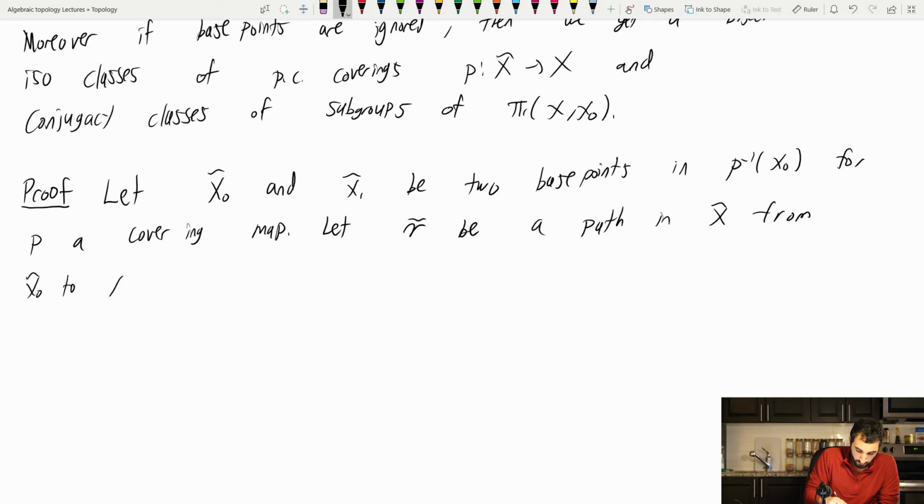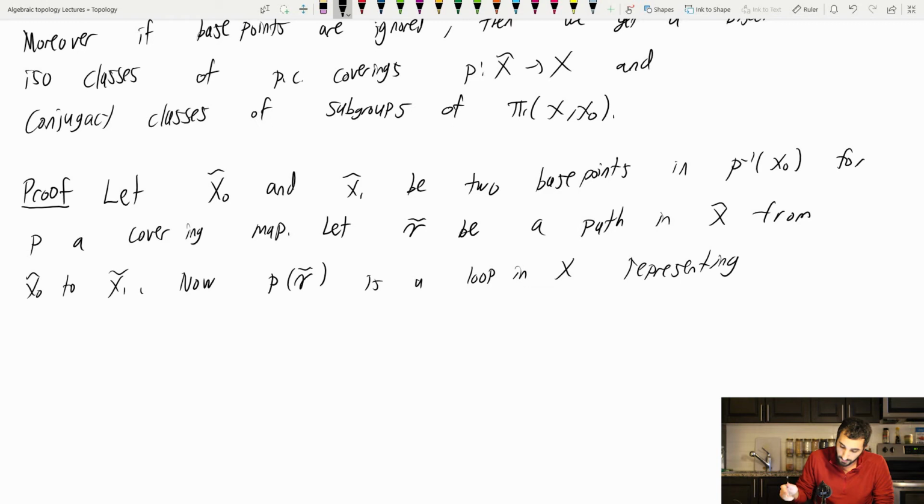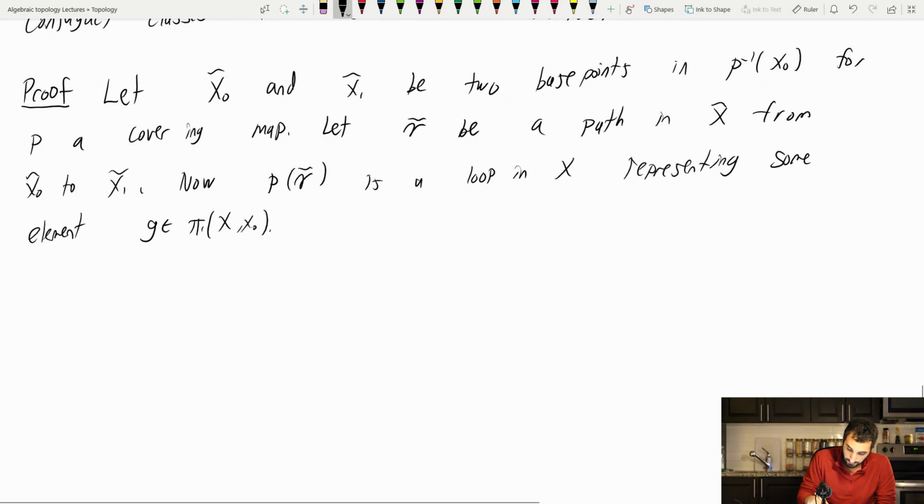Now, P of gamma twiddle is a loop in X representing some element g in pi 1 of X with the base point X0. So the picture here is, here's my covering map, P. I had a path up here, but of course these two points both project down to the same image, and so I get a loop here, and this I'm going to call g.